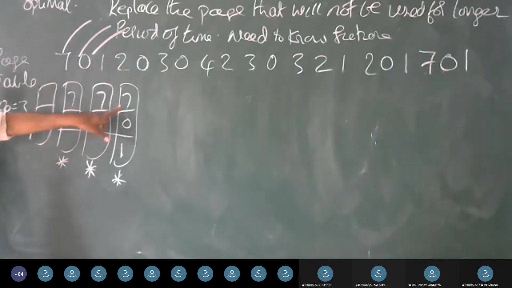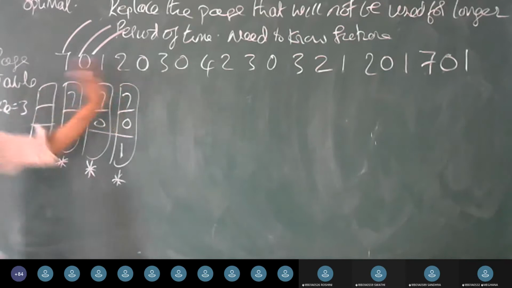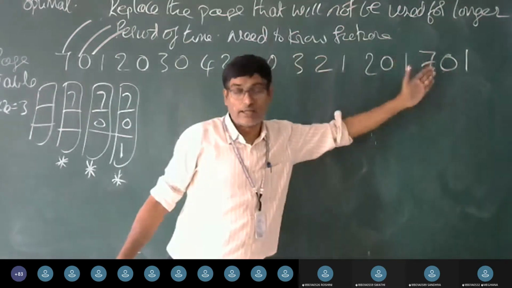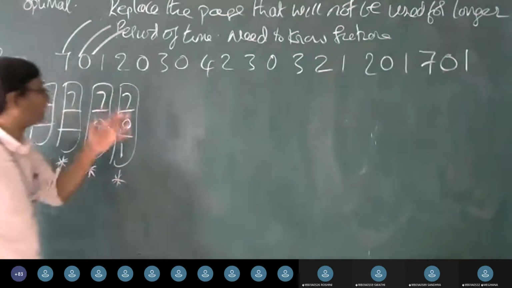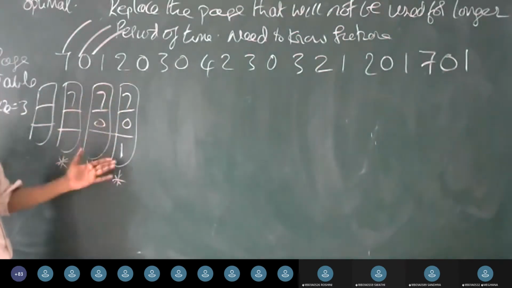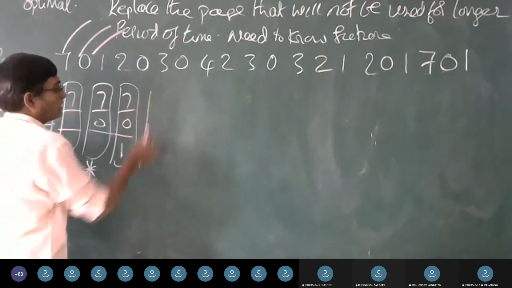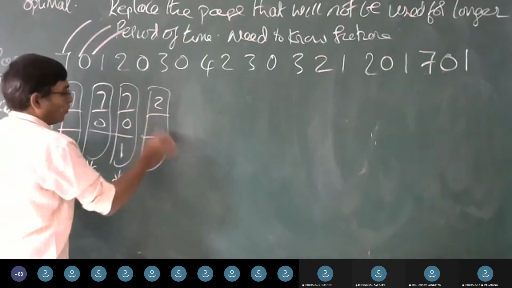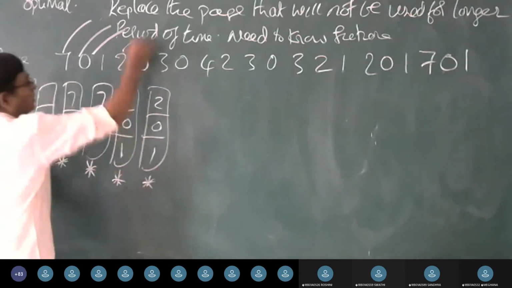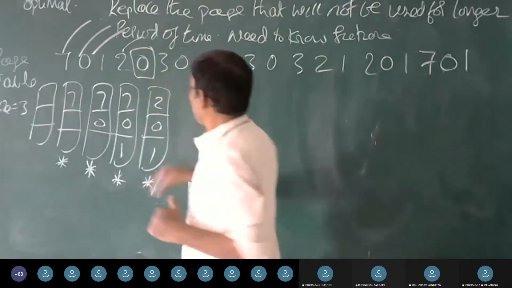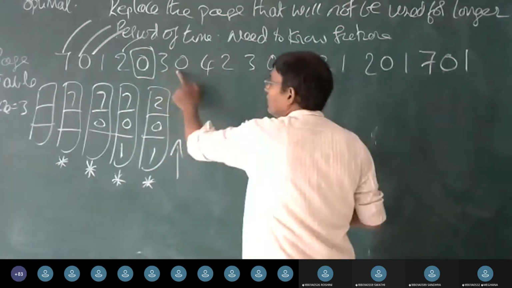2, which to replace? First I will check with 7 in future. In future there is 7. 7 is from the last, third item. Before that there is no 7. But 0 is an immediate requirement. 1 is also somewhere before 7. So I can replace only 7, not 0 and 1. Okay, 0 was found in the page table. That is a hit operation here.